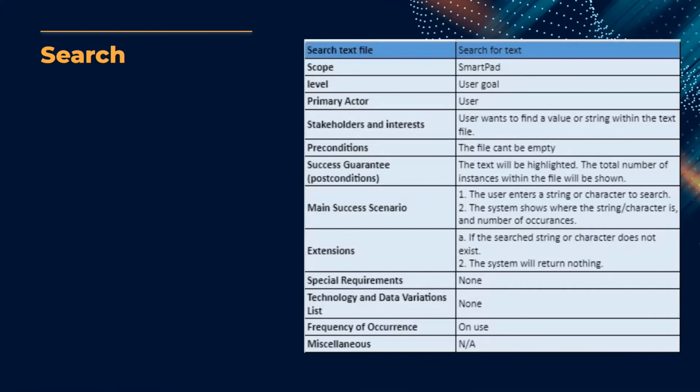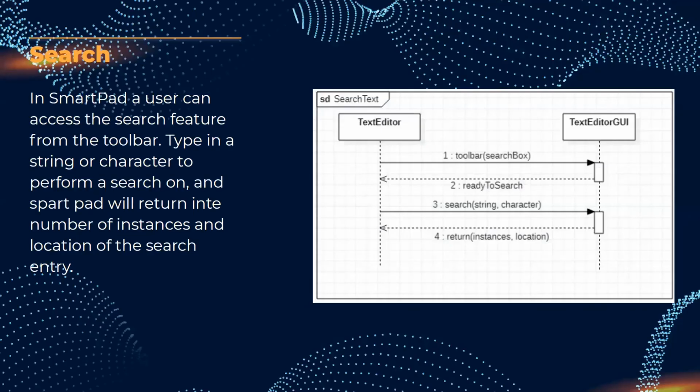In the main success scenario, the user enters a string or character to search. The system shows where the string or character is and the number of occurrences within the file. Extensions: if the search string or character does not exist, the system will return nothing. There are no special requirements or technology uses for this use case. And for frequency of occurrence, it's up to the user. And I'll pass it back to Cam. Oh, sorry.